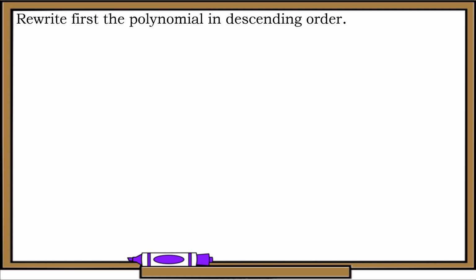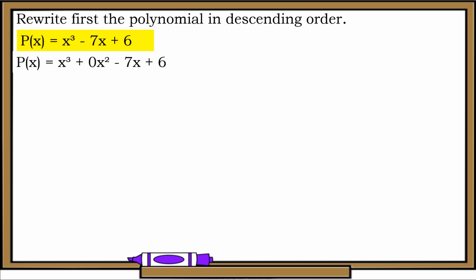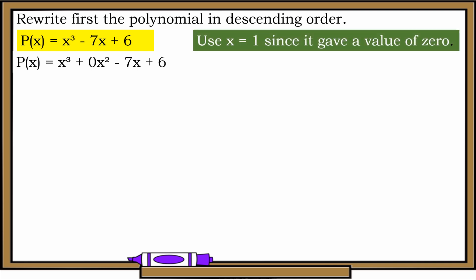Now, before you do synthetic division, rewrite the polynomial in descending order. Don't forget to write the coefficient of the missing degrees. So, ang ating polynomial ay x cubed minus 7x plus 6. Pag inayos mo yan in descending order, we have x cubed plus 0x squared minus 7x plus 6. Nilagyan natin ng 0 yung x squared kasi walang x squared dito. Ibig sabihin, 0 ang coefficient ng x squared.